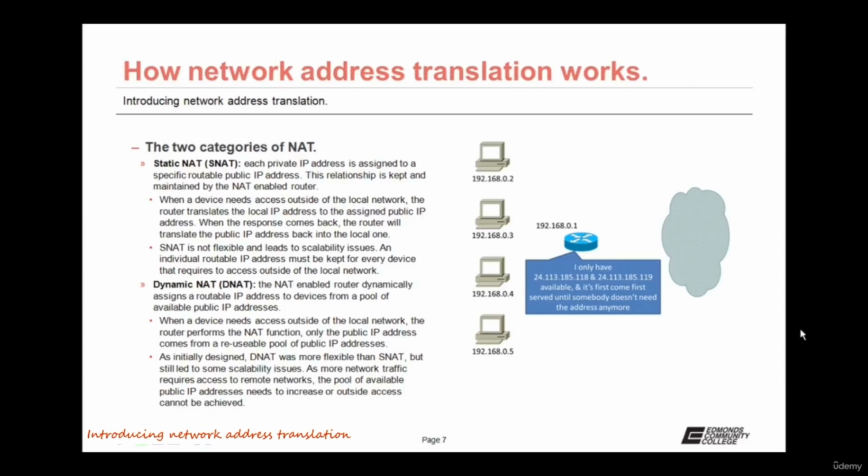As initially designed, dynamic NAT was more flexible than static NAT, but it still led to some scalability issues. As more network traffic required access to outside networks, the pool of available public IP addresses needs to increase or outside access cannot be achieved. But thankfully, there is a solution to this.